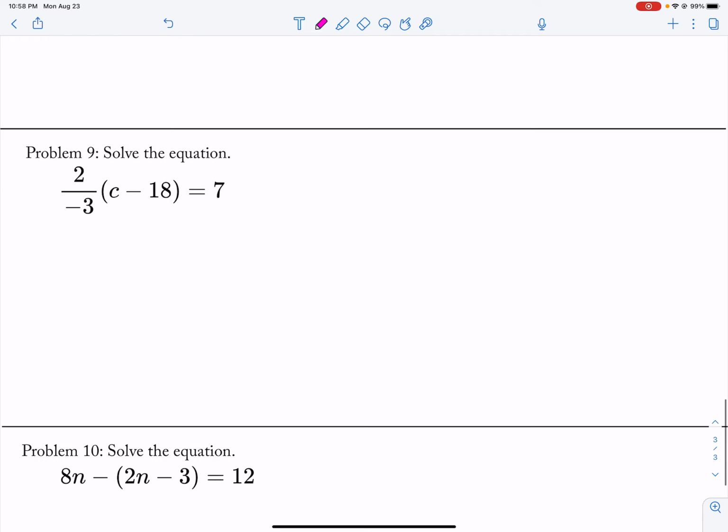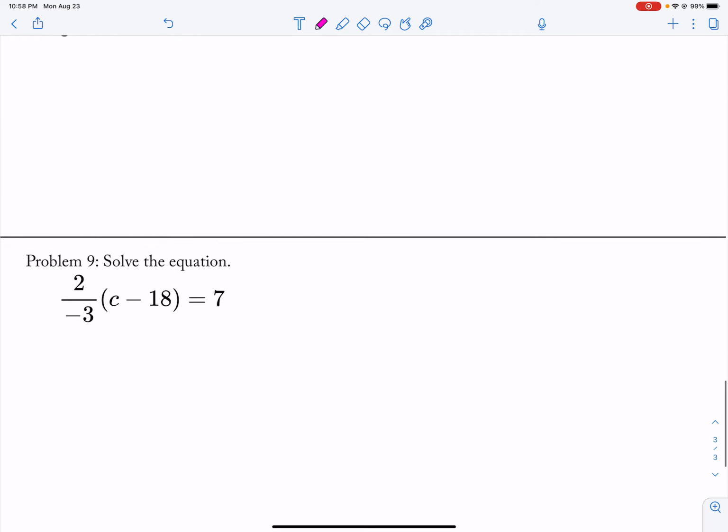Question 9. Now what you should notice about question 9 is the negative sign of the negative 2/3. It can be in the bottom, the same way as if it was in the top, or I could have had it outside, and it all means the same exact thing. So it doesn't make any difference where I put it.